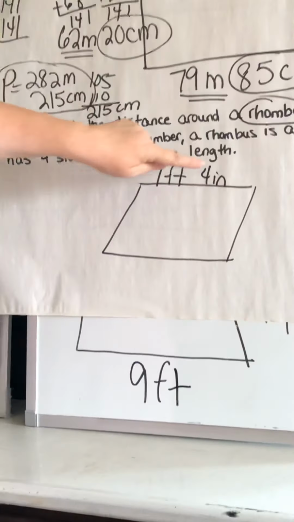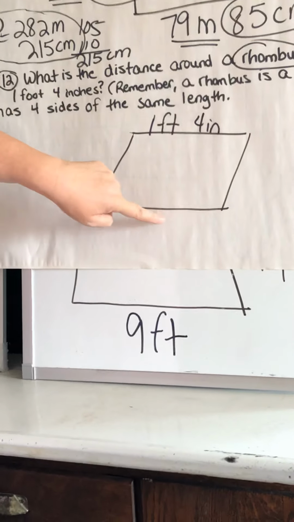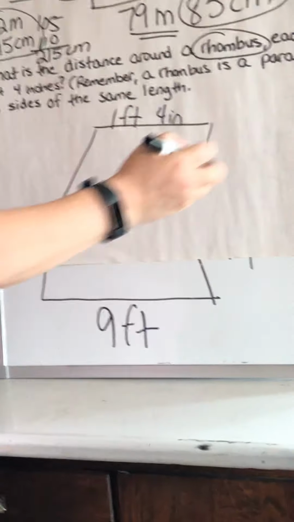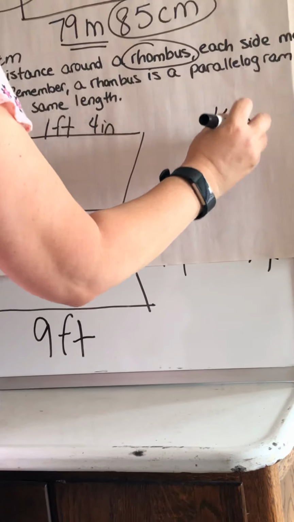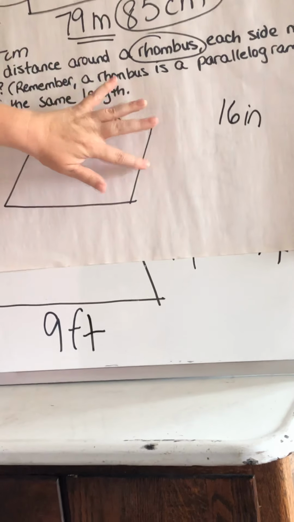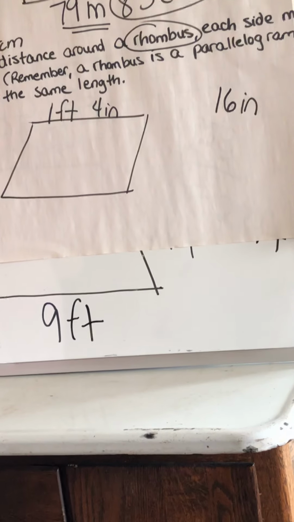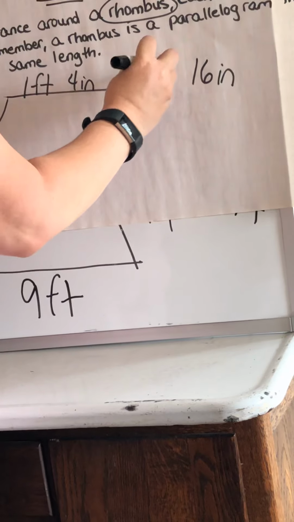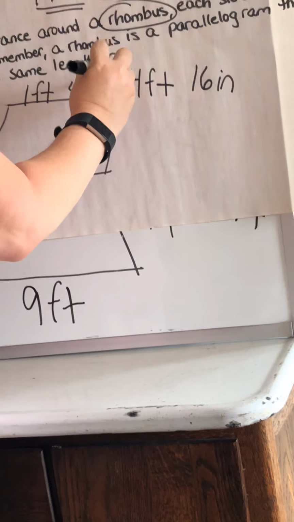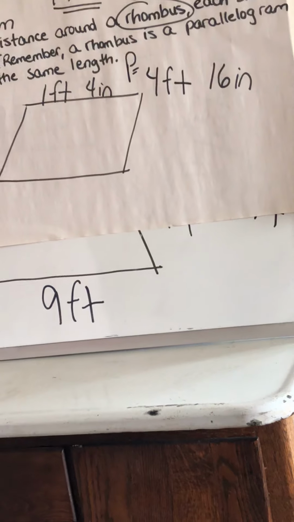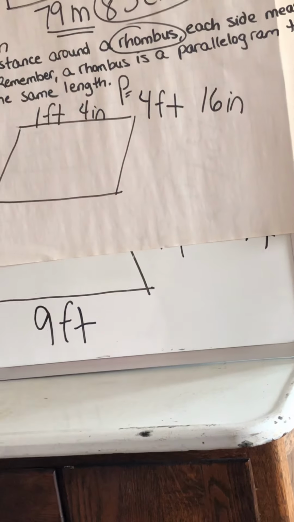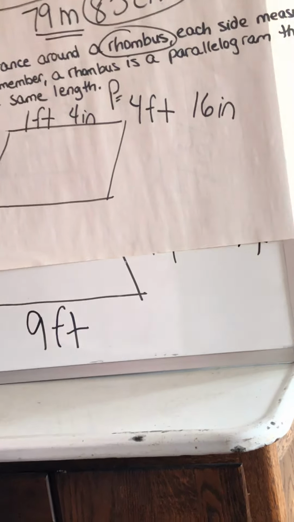So let's add up our inches first. 4 plus 4 plus 4 plus 4 equals 16 inches. 1 plus 1 plus 1 plus 1 equals how many feet? Well, that's 4 feet. So perimeter equals 4 feet, 16 inches. Now, again, my math students, I want you to convert that. Okay? All right. Lastly, we're going to do a little short review here.